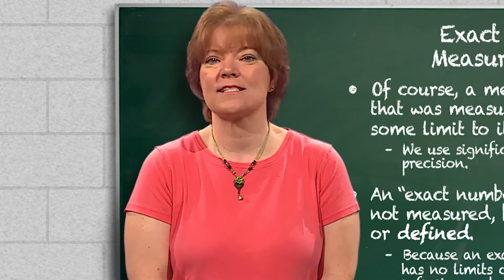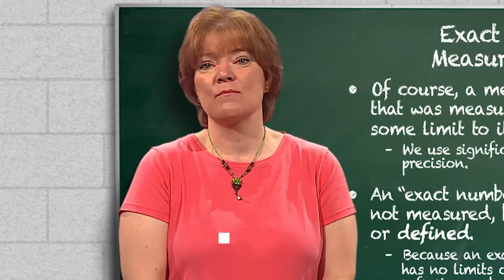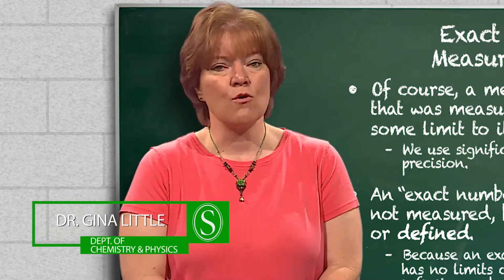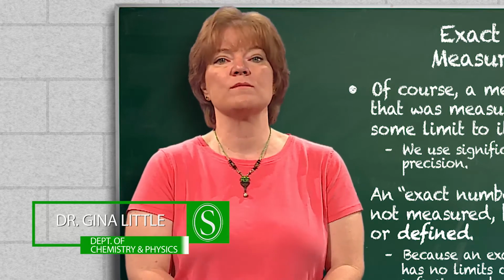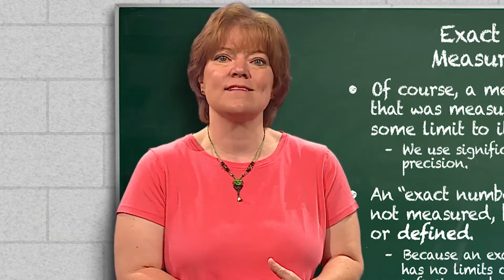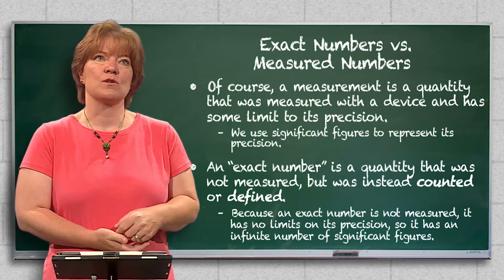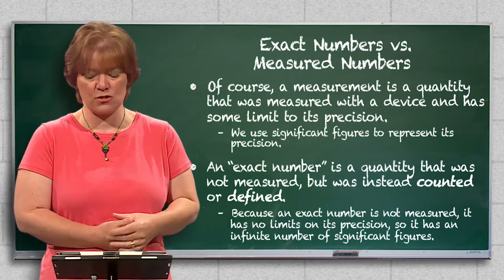Let's talk about exact numbers. And exact numbers are really something that we compare to measured numbers, measurements. Of course, a measurement is a quantity that was measured with a measuring device and therefore has some limits to its precision. We're going to use significant figures to sort of indicate the precision of that measurement.